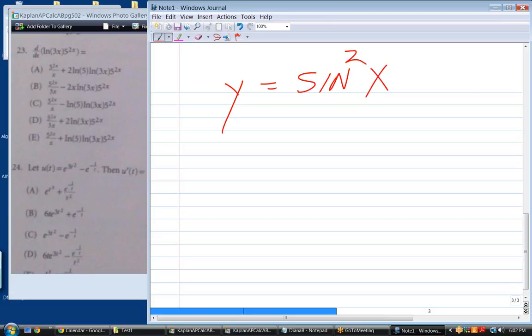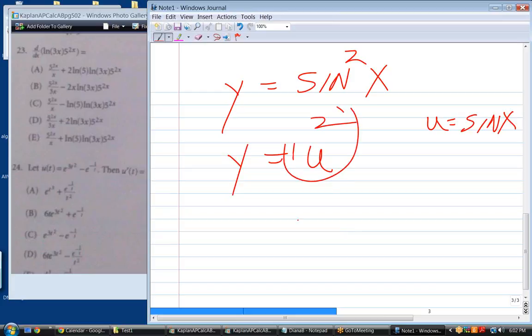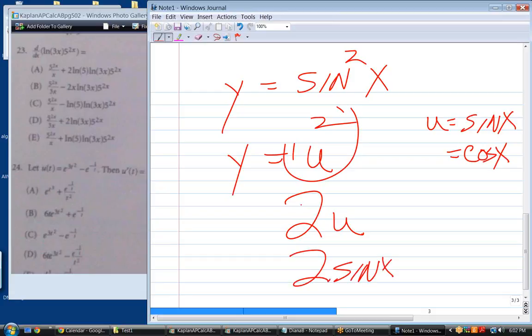What's the inside here? What would u be? Sine? Yeah, because we know how to differentiate y equals u squared. The derivative of the outside is just 2u. The derivative of the inside is cosine x. So I end up with 2 times sine x cosine x.